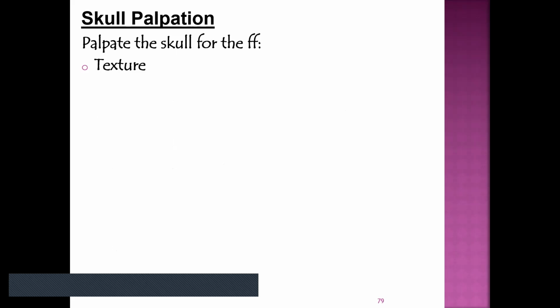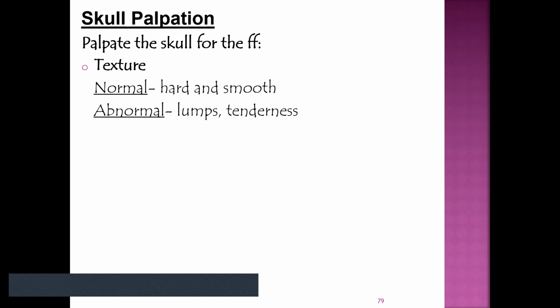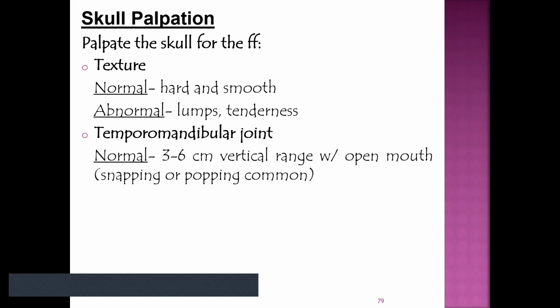Now, in terms of palpating the skull, in checking for texture, it should be hard and smooth. But what is not normal is having lumps and some tenderness. In terms of the temporomandibular joint, what is normal is about 3 to 6 centimeter vertical range with open mouth. Snapping or popping is common. Okay, so you have to check it.